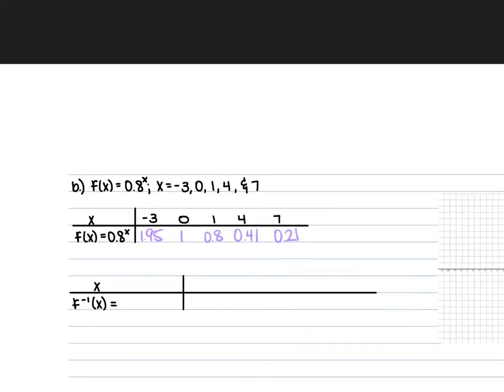So if we graph these points, we are going to have negative 3, 1.95, which is about here. Then we have 0, 1, 1, 0.8, which is going to be up there. Then 4, 0.41, then 7, 0.21. So this does not look right. However, if we draw our line through it, there is a slight curve happening here, which would look like this.